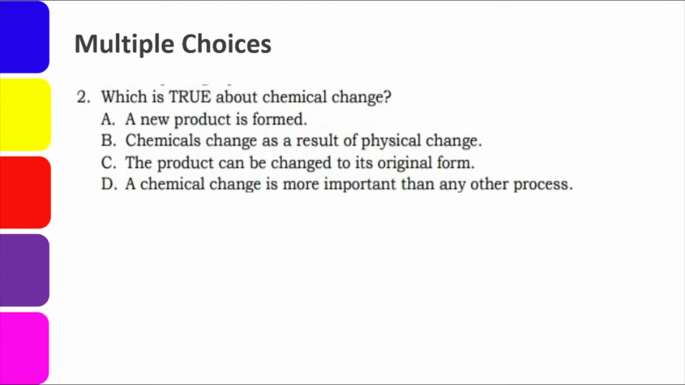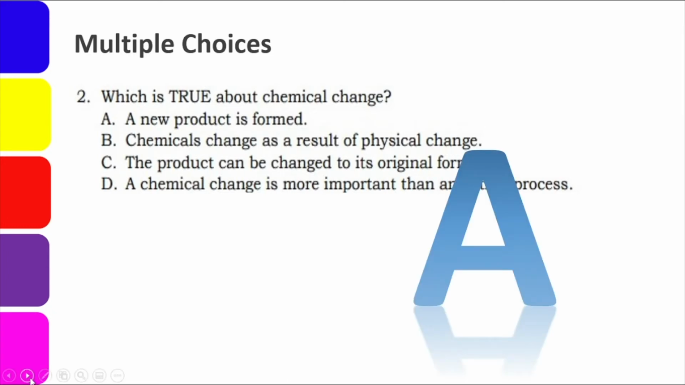We go now to number 2. It says, which is true about chemical change? A. A new product is formed. B. Chemicals change as a result of physical change. C. The product can be changed to its original form. Or D. A chemical change is more important than any other process. You have 5 seconds to answer. 5, 4, 3, 2, 1. The correct answer is letter A. A new product is formed.